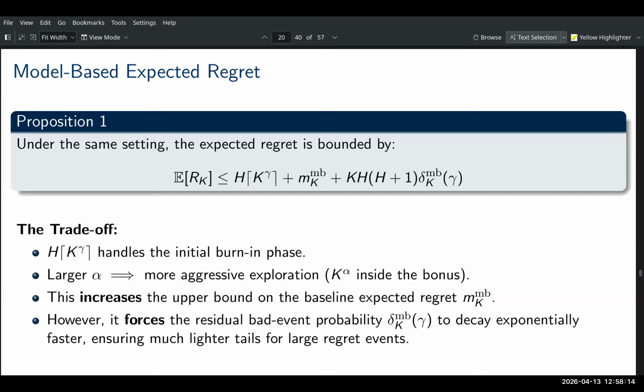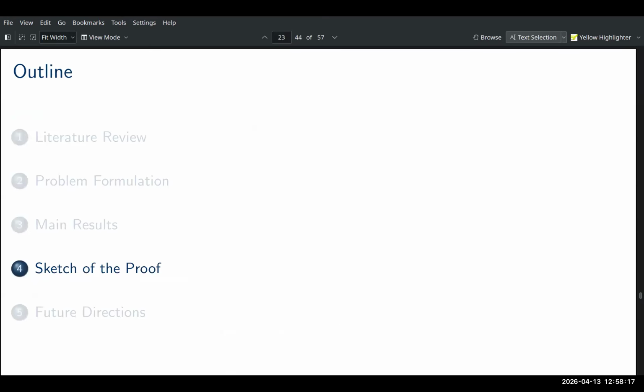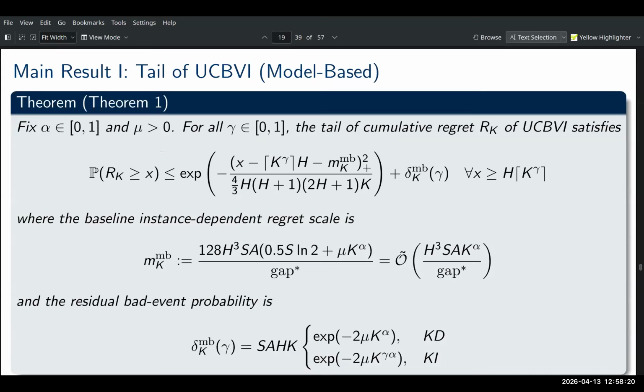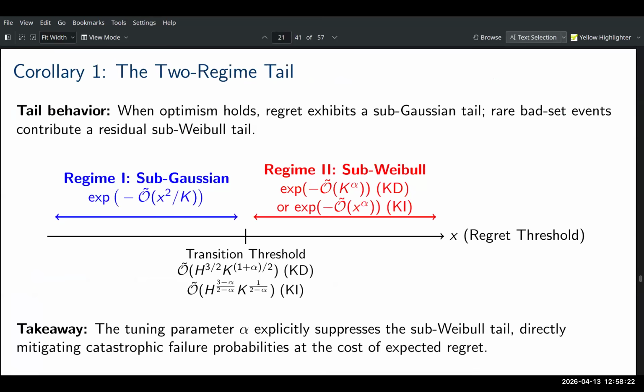I have not talked about the sketch of the proof at all, but we have a short time, so I'm going to just give you the results again. Up to a certain point, we have some Gaussian behavior in which the performance is coming from the martingale noise that you will see in your sample path. After a certain point, we have a subweibull behavior, which comes from the probability of bad events, the probability that the estimation you have for the transition probabilities is completely off.